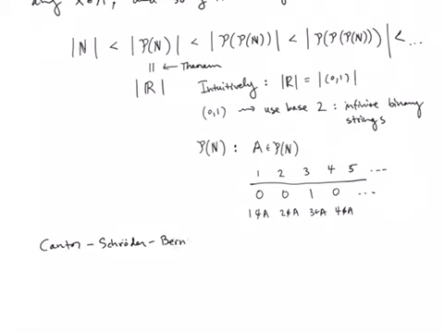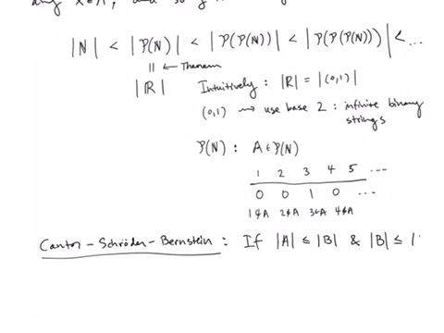Cantor-Schroeder-Bernstein theorem, which says that if you have an injection from A to B, and you have an injection from B to A, then in fact you have a bijection from A to B.